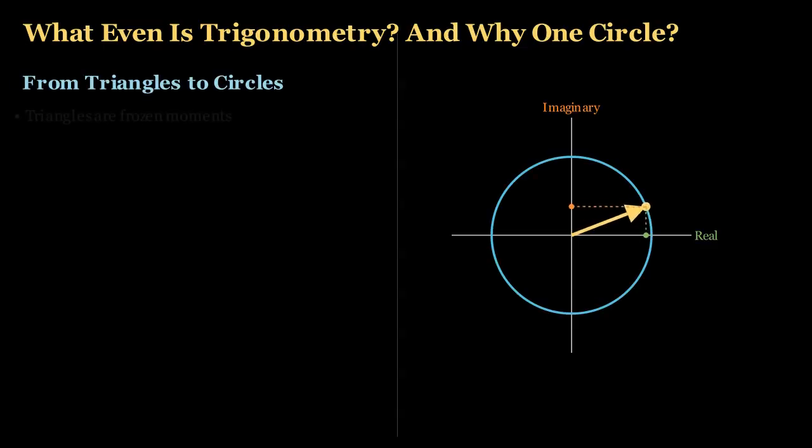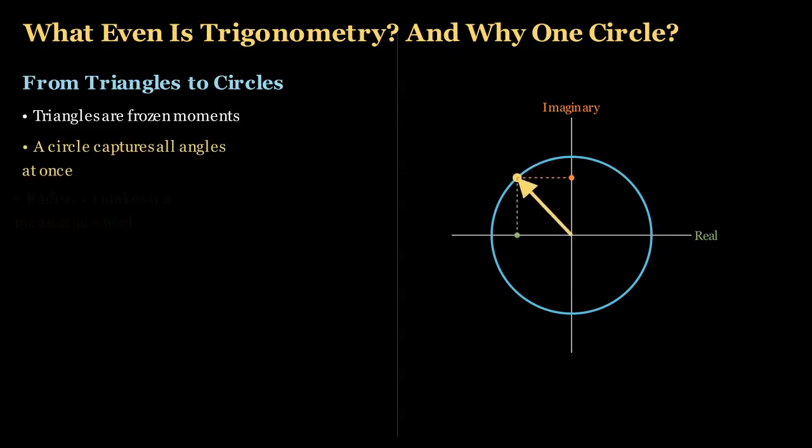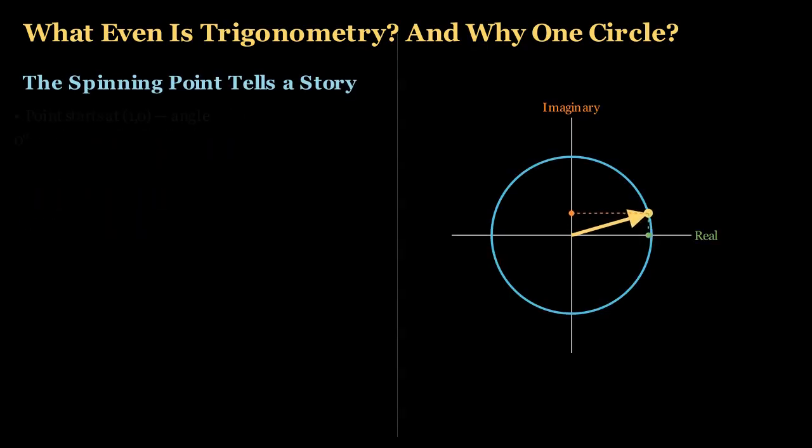We just built our measuring wheel. But why does a circle replace a whole toolbox? Because every right triangle is just a snapshot of a spinning radius, and a radius of 1 lets us read measurements directly. Watch the point move.